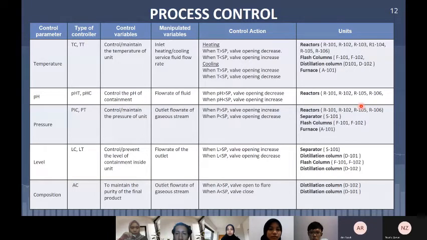For pressure controller, the units involved are reactor 1, reactor 2, reactor 5, reactor 6, separator 1, flash column 1, flash column 2, and furnace. For level controller, the units involved are separator 1, distillation column 1, flash column 1 and 2, and distillation column 2. For composition controller, the units involved are distillation 1 and distillation 2.